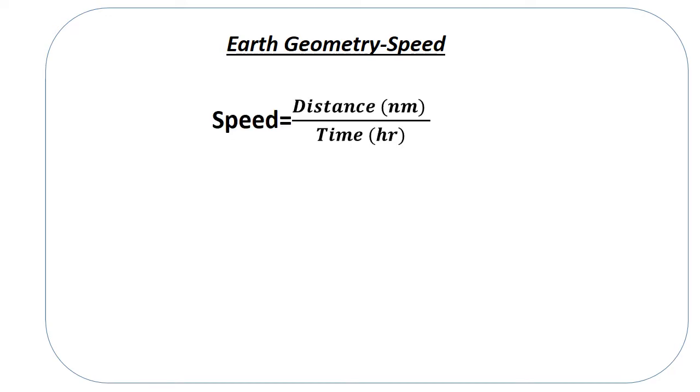Speed is usually calculated using nautical miles, not kilometers, because this is a standard that people in navigation who fly from one point to another use. So speed is distance over time, the same old formula, but the distance should be in nautical miles and time should be in hours. The unit of speed when you use distance in nautical miles and time in hours is the knot.